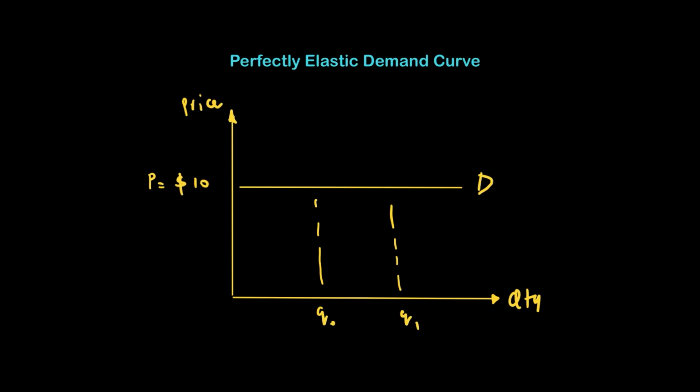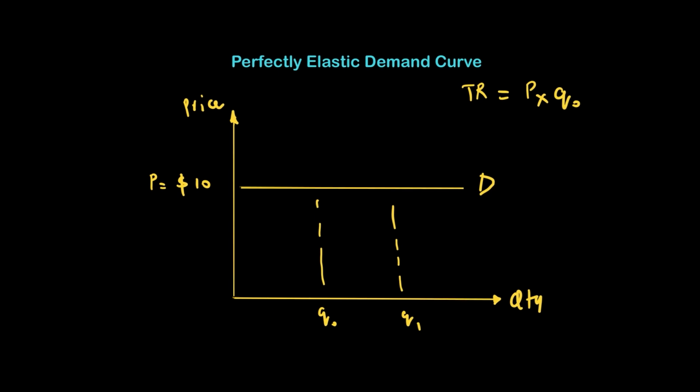Because there are so many firms in the market, there's so much competition, and perfect substitutes are available. So you can only increase your revenue if you sell more. For example, if I'm selling Q naught, my total revenue will be P naught times Q naught, right? But if I want to make more revenue, I can sell more. So my revenue will be P times Q1.